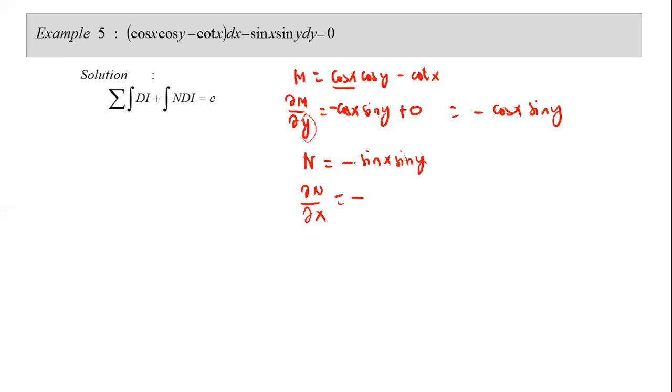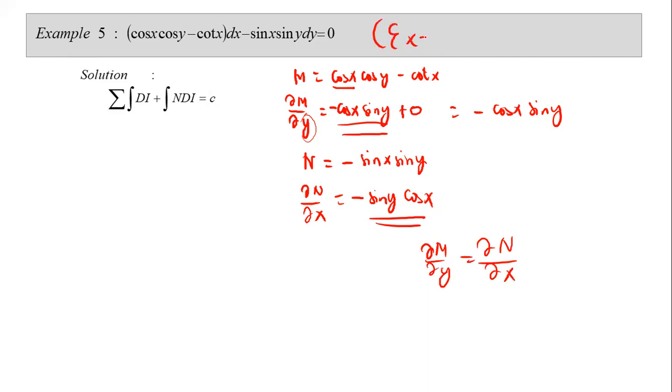So that's negative, you affix the minus sign, you copy sine y, since we are differentiating with respect to x, and then you differentiate sine x, and that is cosine of x. And I think we got the same answer. So finally, you have the partial derivative of M with respect to y equals the partial derivative of N with respect to x. And therefore, this is an exact differential equation.